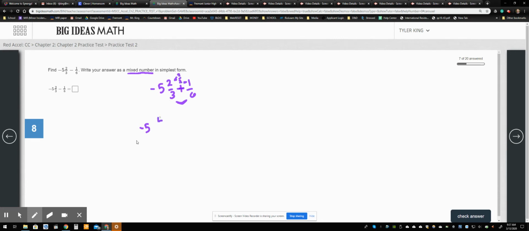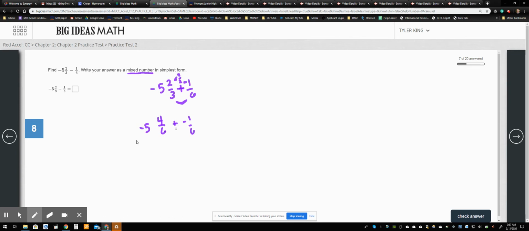This is going to become 4/6. Okay, now this hasn't changed anything. Negative 5 and 2/3 is the same as negative 5 and 4/6 plus negative 1/6. Again, we're not adding 4 and negative 1. We're adding negative 5 and 4/6 and negative 1/6.